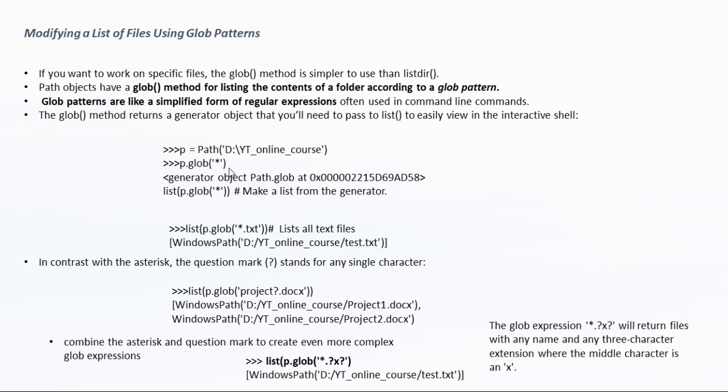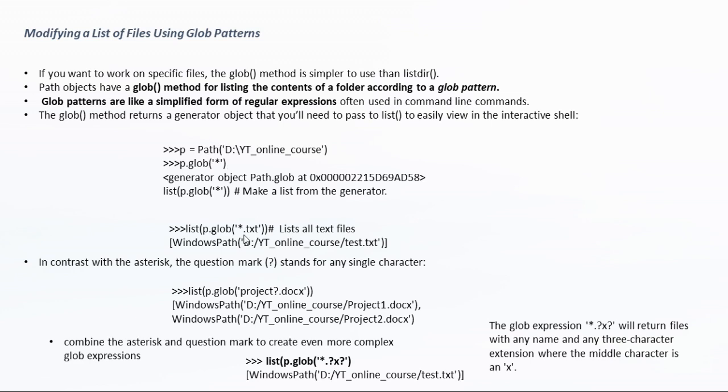Now, if I say p.glob asterisk, what it is doing is generating an object that I will need to pass to my list function. So this p.glob asterisk is generating an object which I will pass to the list function, in order to easily view it in the interactive shell. Basically, it will list all the text files, because I mentioned here star.txt, right? It will list all the text files which are under this path.